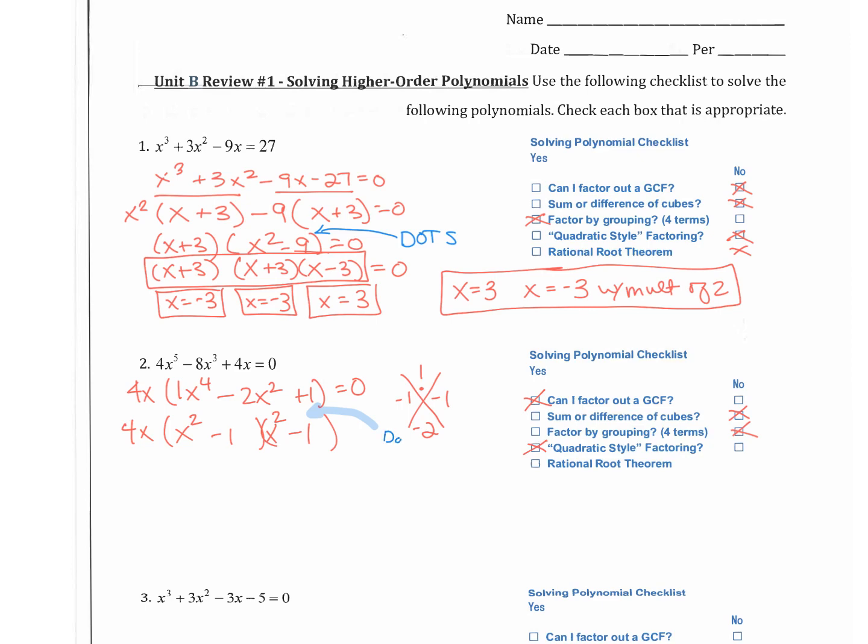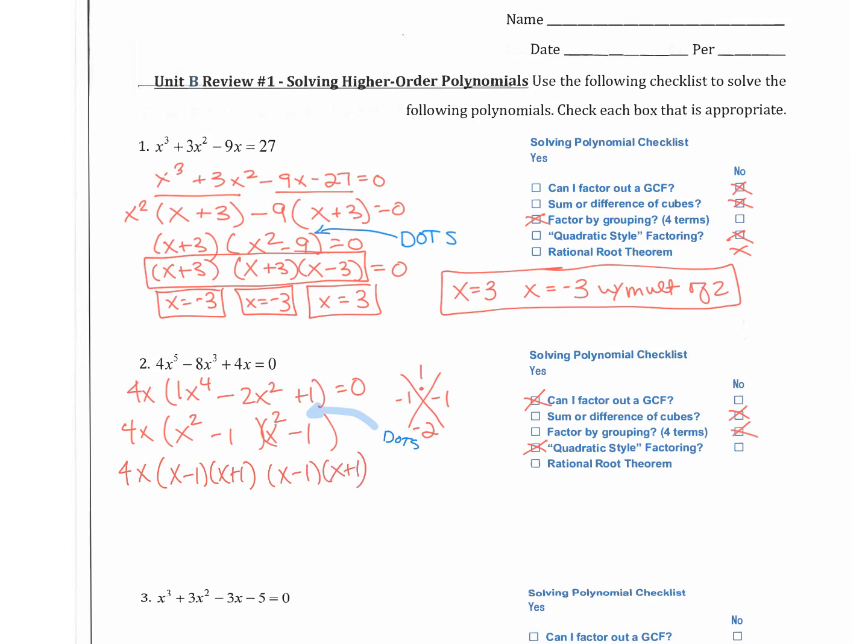This is my dots inside here. So I can factor both those again. And when I do that, I have my 4x on the outside. My x squared minus 1 factors into x minus 1, x plus 1. You can write them in either order. And my other x squared minus 1 factors into x minus 1 and x plus 1 as well.